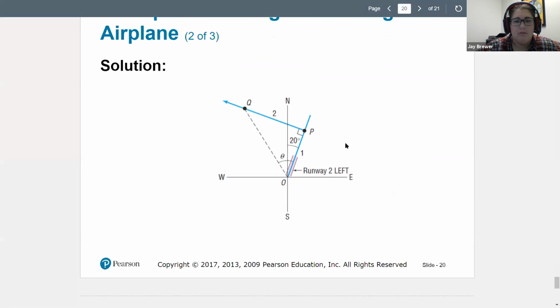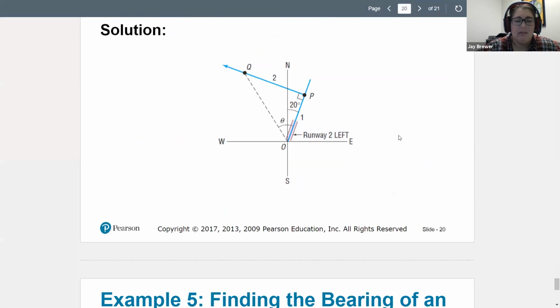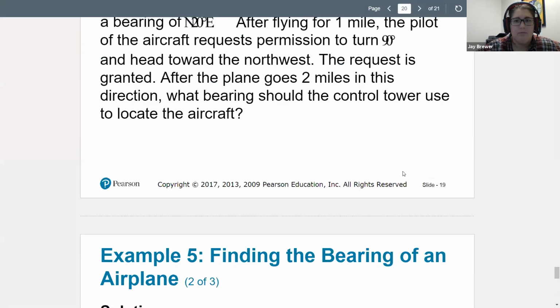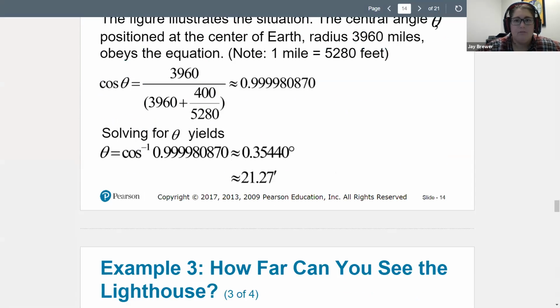Okay, you can see they had their nice little drawing. It's a lot better than mine. All right, but they solved it the same way. Okay, so we are going to switch over.